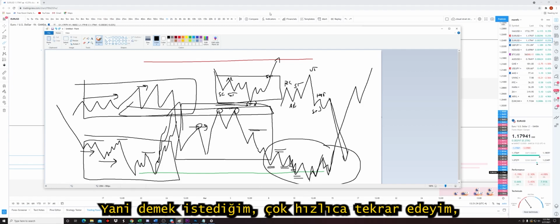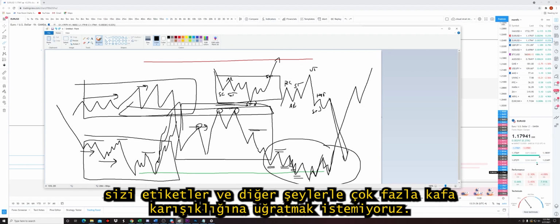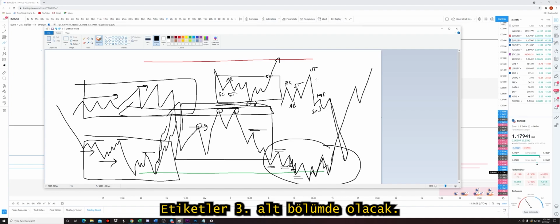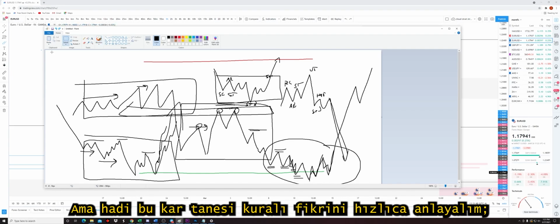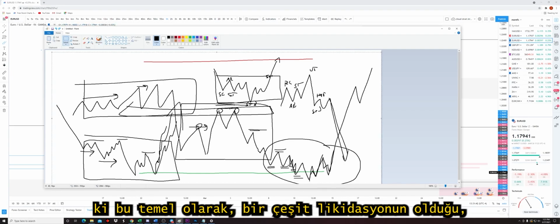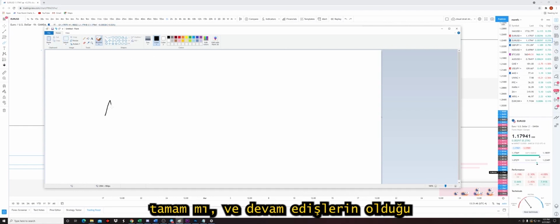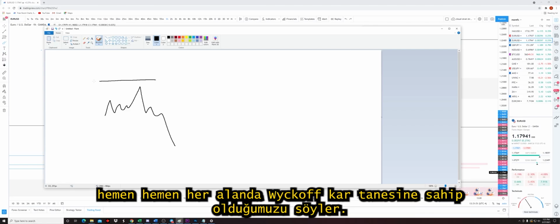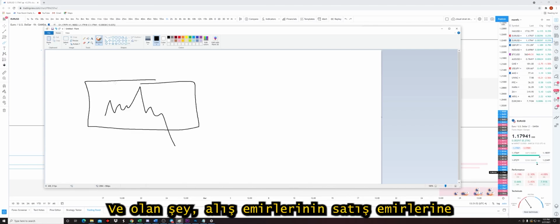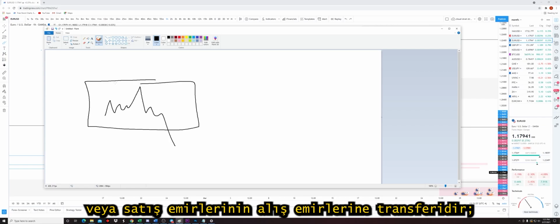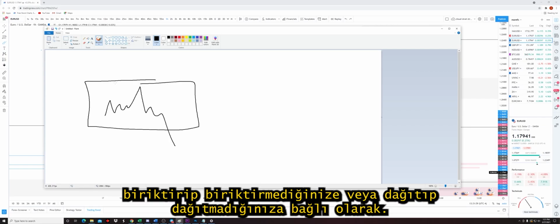So what I mean by that is very quickly, again, we don't want to confuse you too much with the labels and everything. Labels will be in subsection 3, but let's quickly understand this idea of the Snowflake Rule, which is basically saying that in any area pretty much where you have some sort of liquidation, right, and continuations, you have what we know as Wyckoff, the snowflake. And what's happening is there's a transfer of buy orders into sell orders or sell orders into buy orders based on whether you're accumulating or distributing.